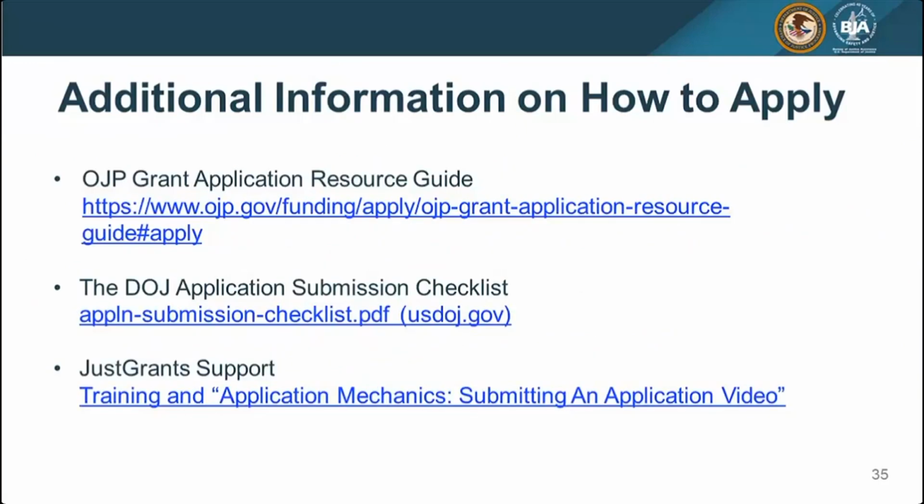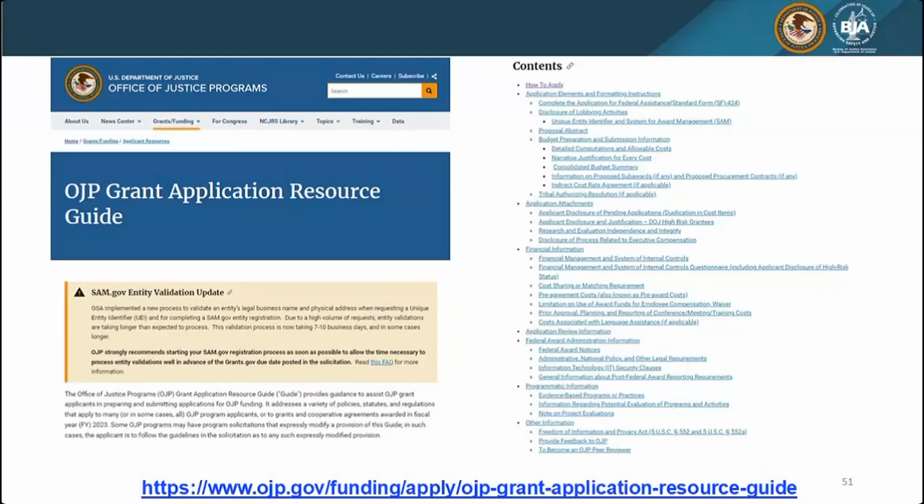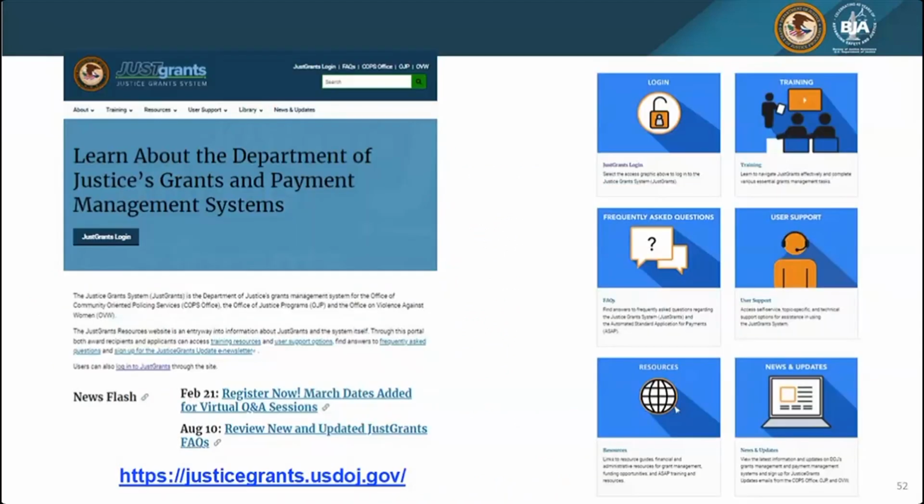Any additional information can be found here. There's an OJP resource guide, a DOJ submission checklist. I mean, there's just resources upon resources that are posted online. We're going to drown you in resources. It's just a visual of the resource guide and what they look like.